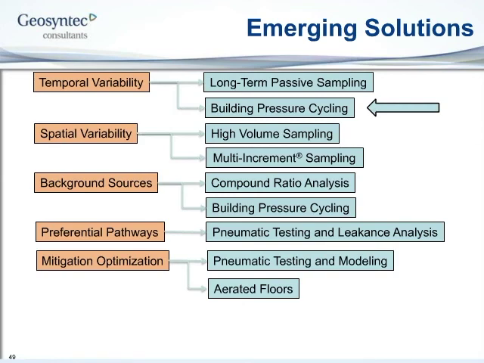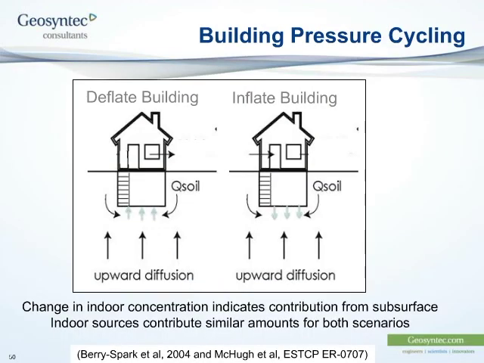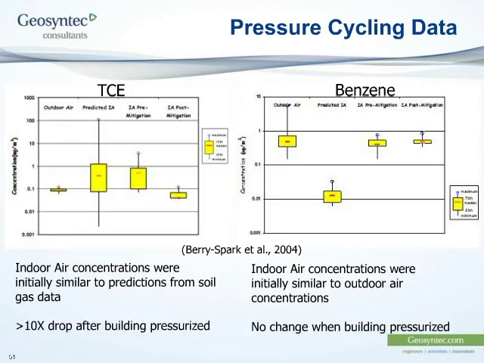And the next emerging solution is building pressure cycling. The idea behind this is if you deflate a building, then you'll induce vapor intrusion, and if you inflate the building, then you'll reverse that effect. If there are chemicals entering the building, they'll have a different concentration under those 2 conditions.